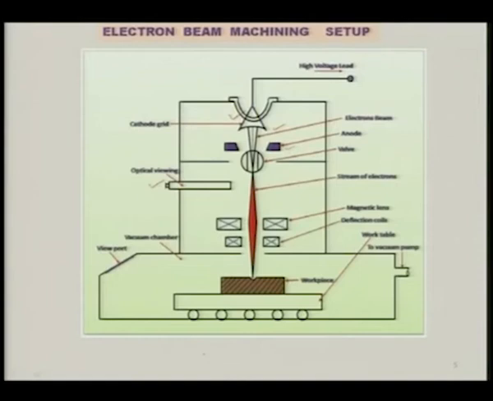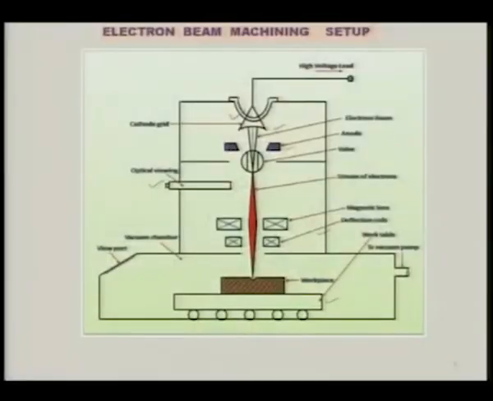Then there is a magnetic lens, and with the help of the magnetic lens you can concentrate this particular beam on the workpiece. When you want to deflect the beam a minor distance to the left or right, there is a deflection coil which helps in deflecting it by a very small distance so that you focus the beam at the desired point. And there is a workpiece table on which the workpiece is mounted, and you can move this table with the help of a CNC machine over small distances in X as well as Y direction.